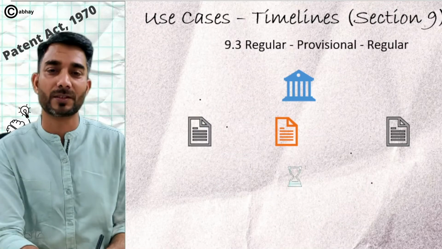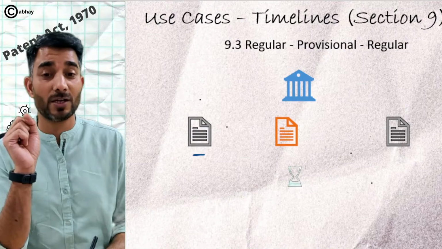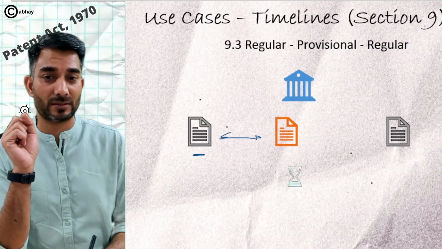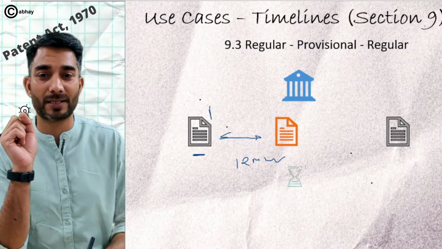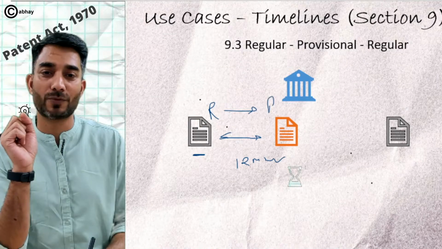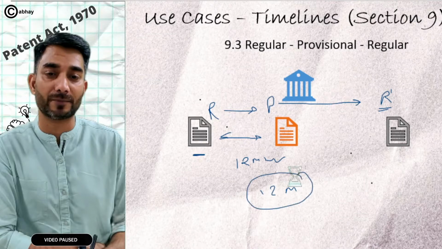I'll show you. Section 9.3. So this was a regular application to start with. Within 12 months, you requested the controller that this application should be treated as a provisional application. And then I will replace that provisional application with another regular application. All this has to be done within 12 months. So that concept remains the same, 12 months. From the provisional application to the regular application, you need to complete the filing in 12 months.